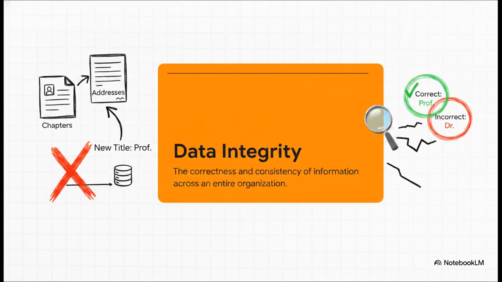And it turns out that redundancy immediately threatens our next big concept, data integrity. Data integrity is all about the correctness and consistency of your information across the whole organization. Let's say our author from that previous example gets a new academic title, like going from doctor to professor. If that title gets updated in the chapters file, but someone forgets to update it in the addresses file, boom, we have conflicting information, we've totally lost data integrity.